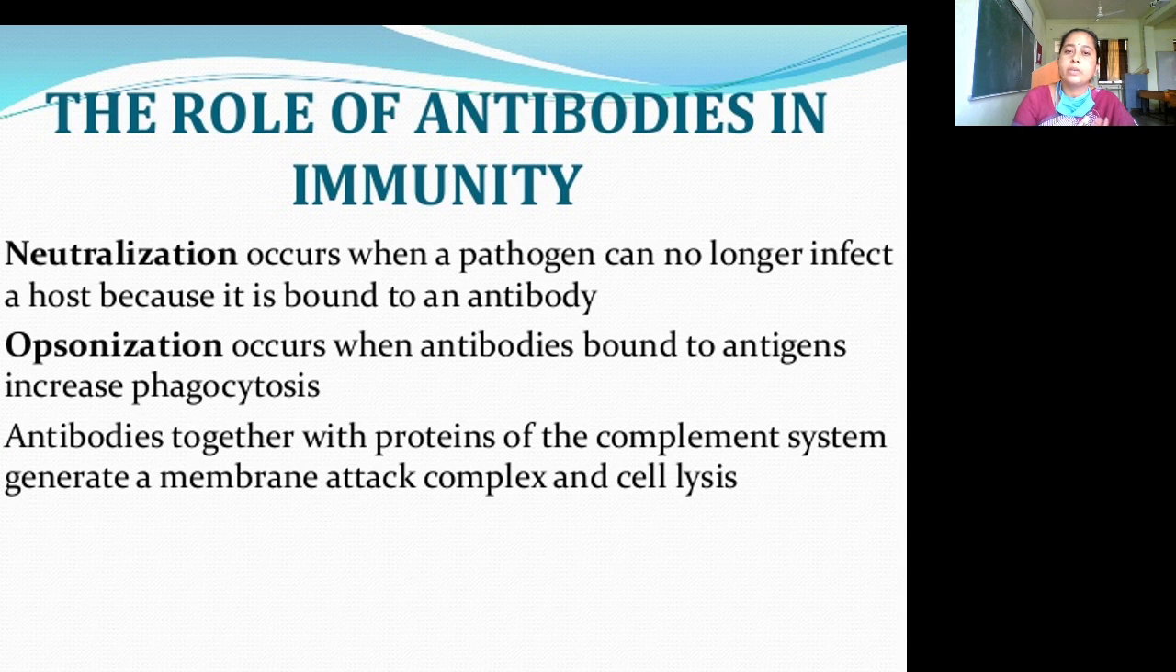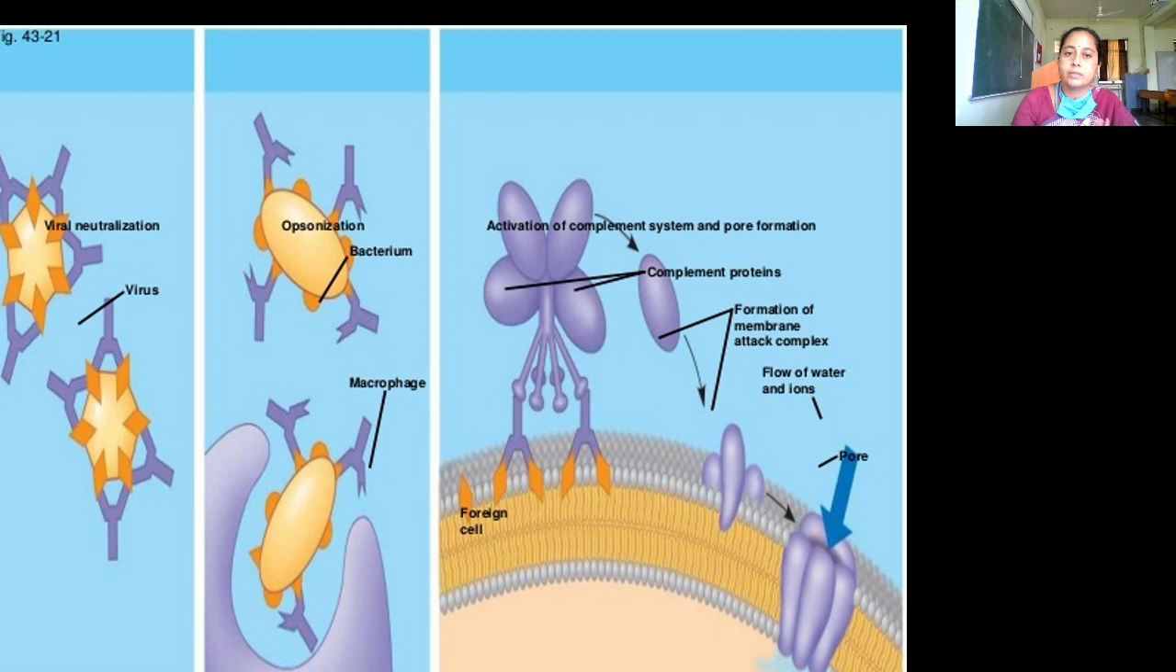Then role of antibodies in immunity. Main role of these antibodies is neutralization, which occurs when a pathogen can no longer infect a host because it is bound to an antibody. By this way, it will neutralize the pathogens. Then opsonization occurs when antibodies bound to antigens increase phagocytosis. Antibodies together with the proteins of the complement system generate a membrane attack complex and cell lysis. It will cause cell lysis.